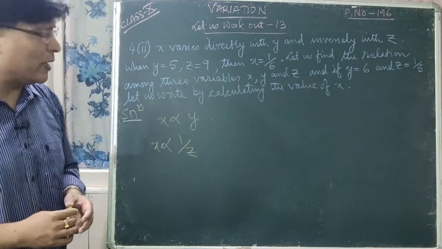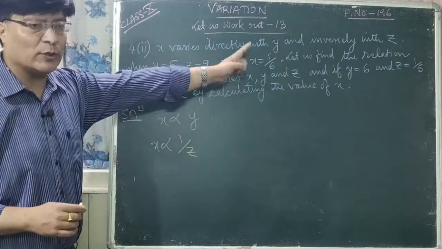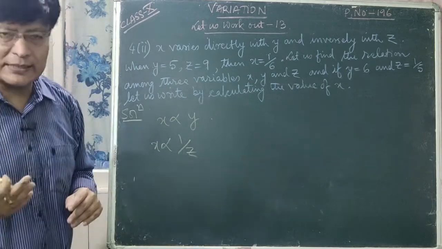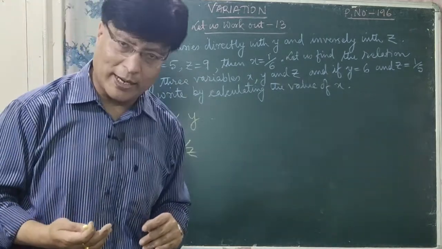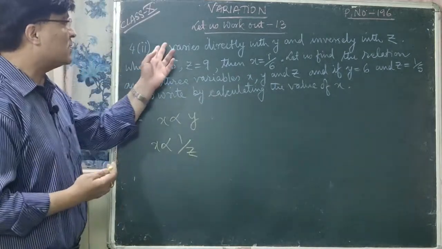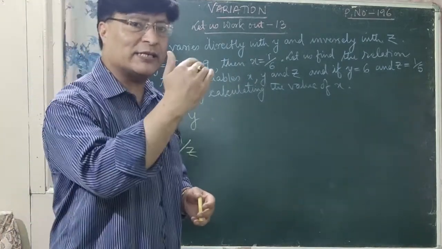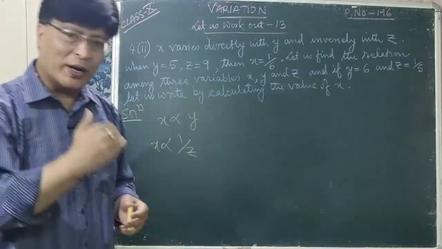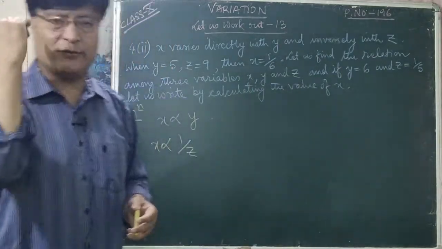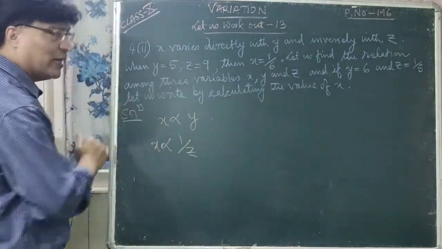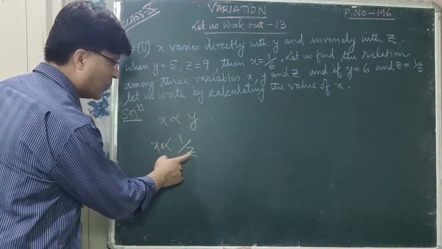The mathematical way of writing this x varies directly with y is this one. X is directly proportional to y. Okay. Next one is x varies inversely with z. That means when x increases, z decreases. When x decreases, z increases. Isn't it? So what is the mathematical way of writing this relation? X proportional to 1 by z.